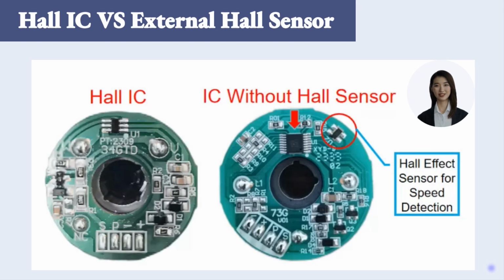From the picture you can see, there are two types of Hall sensor for speed detection, Hall IC and external Hall sensor. Please note that since the complexity of Hall IC's programming will cause electromagnetic interference, which can reduce the precision of speed measurements, it is better to use external Hall sensor for high power consumption DC fan.